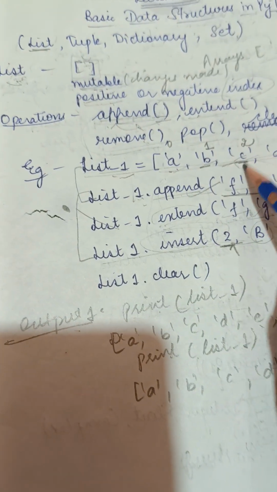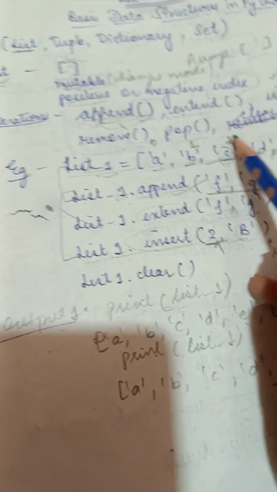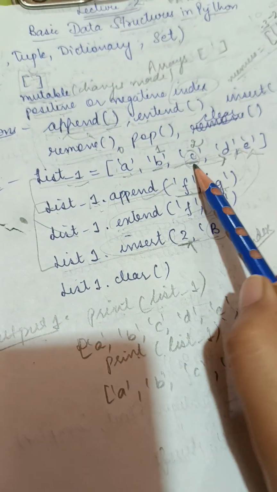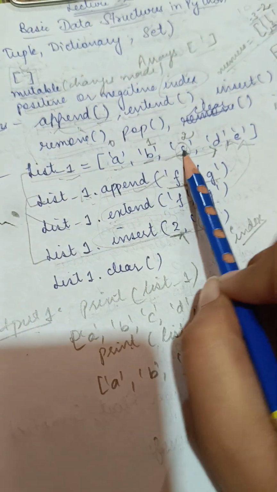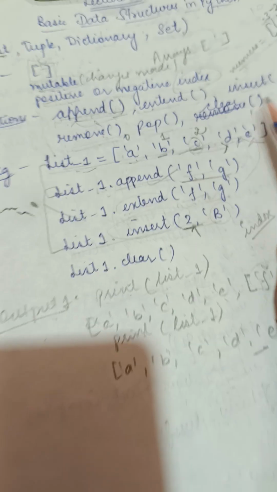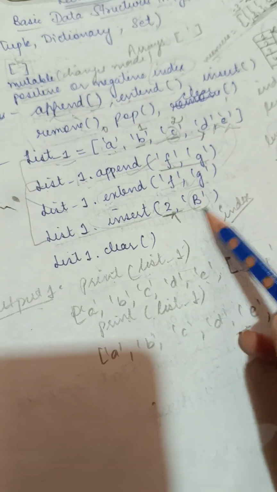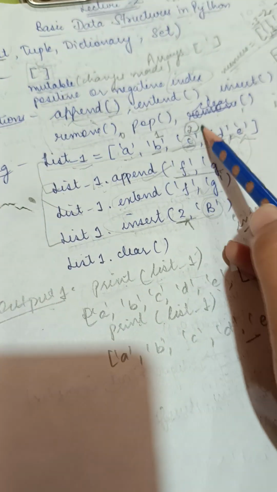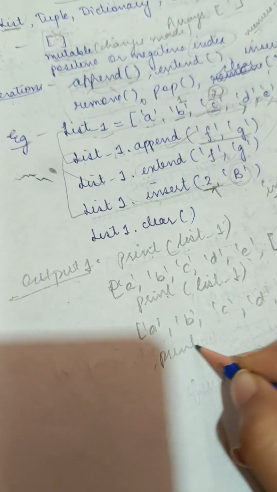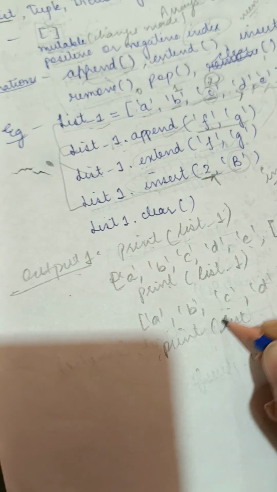Now I want to add something over this. Automatically the index then moves: the index of C becomes 3, the index of D becomes 4 and the index of E becomes 5. Let's see. Now we want to insert this capital P at the second index. Now what will happen after performing this operation when I use the print function to print list 1?